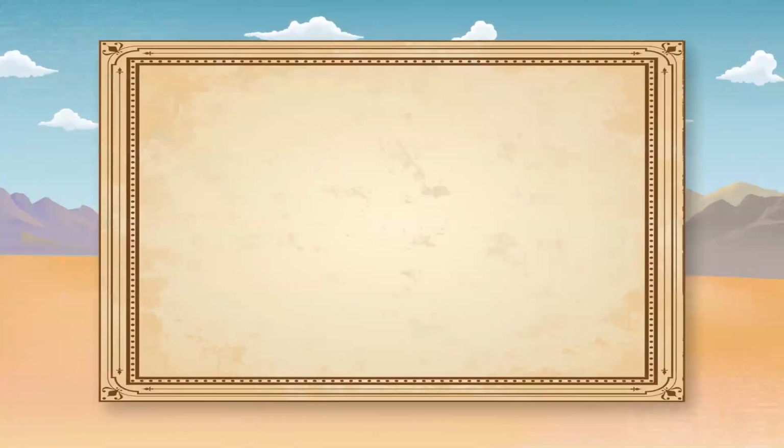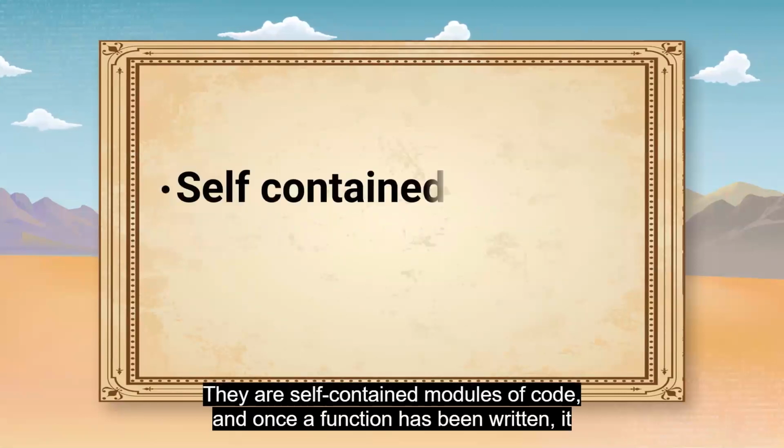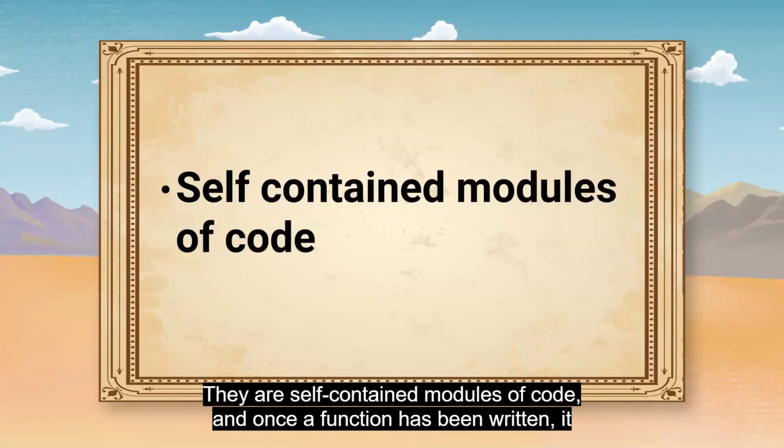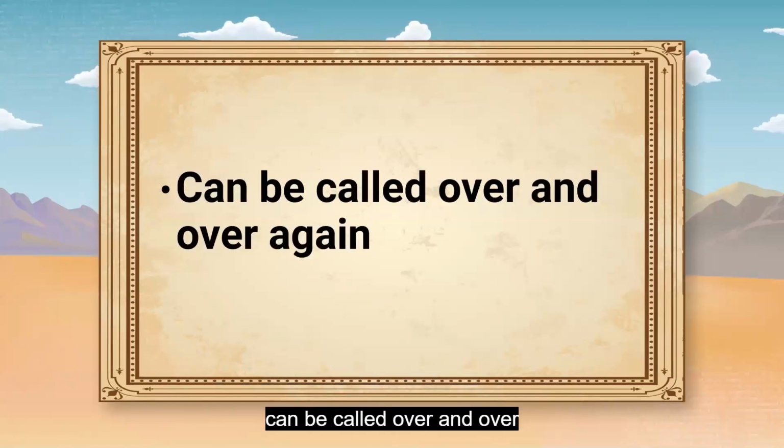So what have you learned? Functions in code help programmers avoid writing lots of repetitive code. They are self-contained modules of code. And once a function has been written, it can be called over and over again.